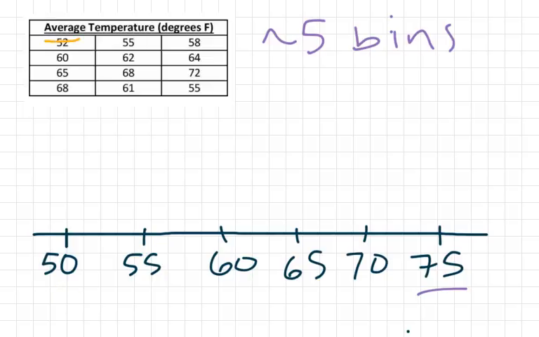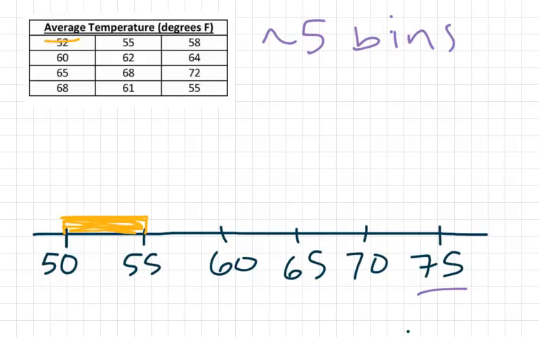So here's 1, 2, oh nope, that was 55. What's between 50 and 54? We just have 52, it looks like. So this will just have a height of 1 here. This bin from 50 to 55. There's only one value in between those two values.